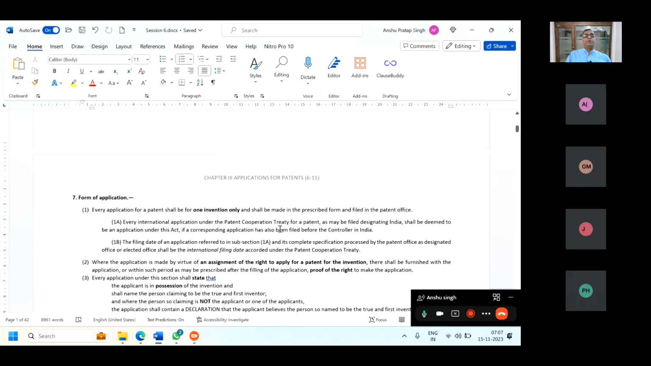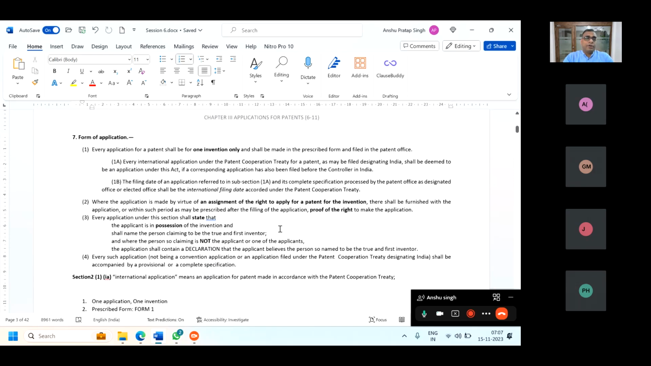Then the application: Form 1 is the form in which you apply. Form 2 is the form in which the claims and specification are provided. Specification can be of two types, provisional or complete specification. Then one application, one invention, that's the concept.